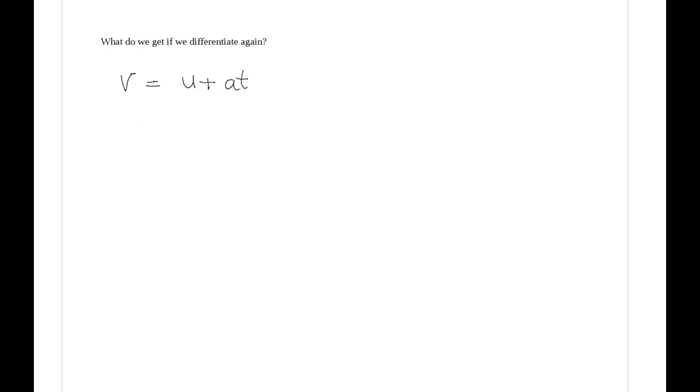Now if I differentiate this again against time, which could have been written like this, the double differentiation of our starting point, displacement, they're exactly the same. Then I'll get acceleration equal to that. So u disappears because it's a constant, and a times t to the 1 leaves me with just a. So not surprisingly, the acceleration is equal to the acceleration.